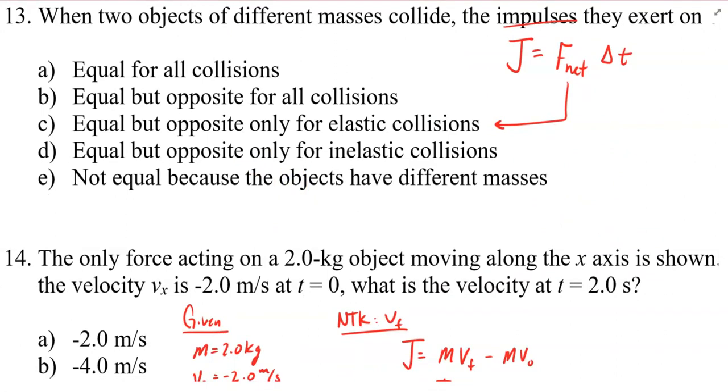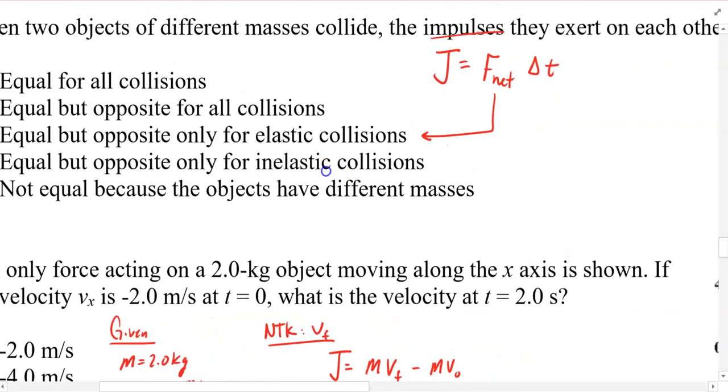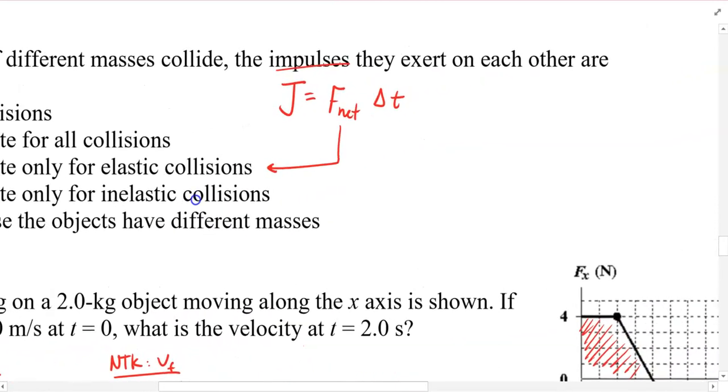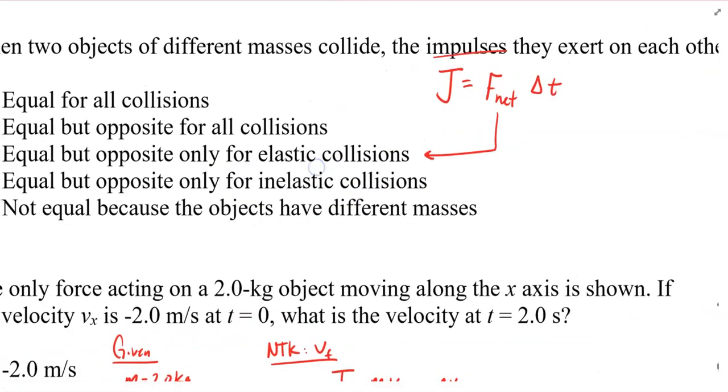So I think that was the last question from Chapter 7 in this practice test. We move on to Chapter 8, where we talk about momentum and collisions. If we have two objects of different masses that collide, the impulse they exert on each other are blank.